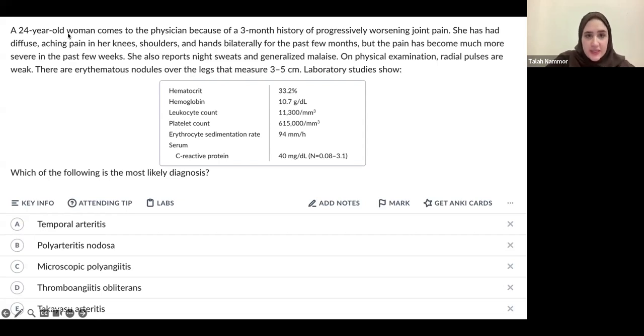She also reports night sweats and generalized malaise. On physical examination, the radial pulses are weak. There are erythematous nodules over the legs. And in here, the most important thing is we have a high ESR. So let's look at the things that can help us diagnose this patient. She's a young woman. All right. She has joint pain, so she has arthralgia, and we have radial pulses that are weak, and her ESR is high. So what do you guys think it is?